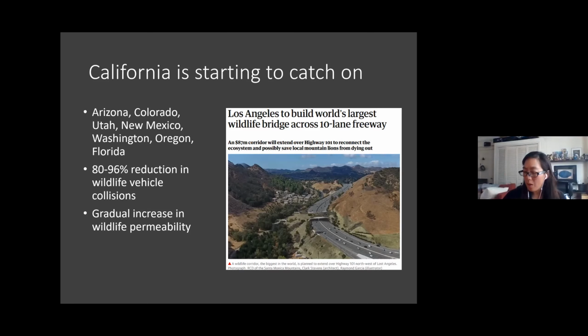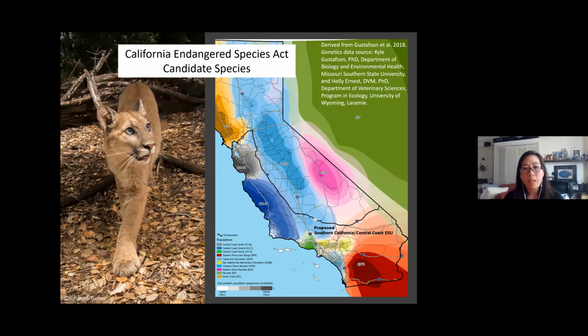I wanted to use that to segue into some of the work that the Center for Biological Diversity has been doing regarding mountain lions. I didn't realize that Zara would be speaking with you, so you'll probably hear about this a little bit more when she talks about the Puma project. But the center has been working a lot to conserve mountain lions, particularly in Southern California and along the Central Coast.